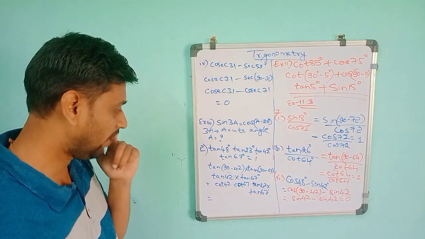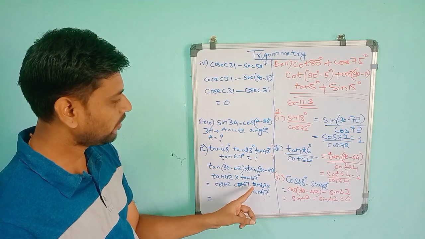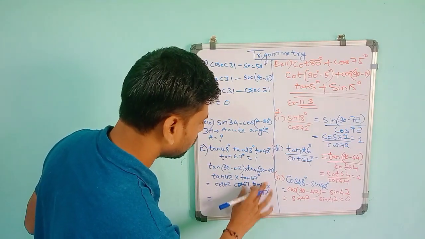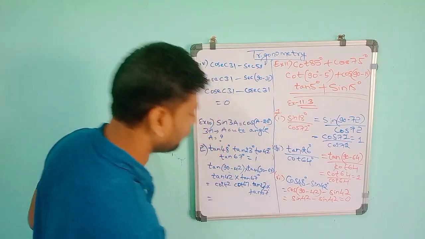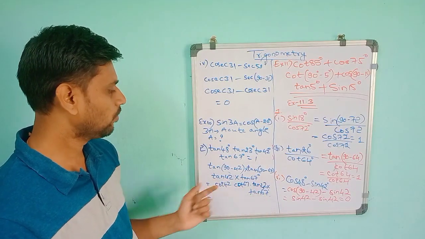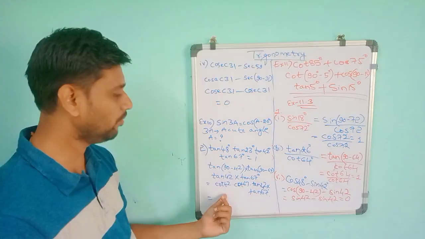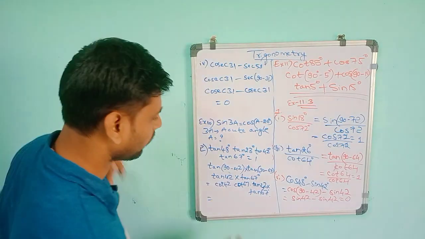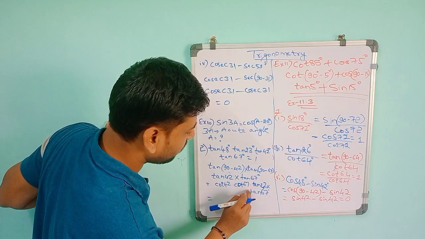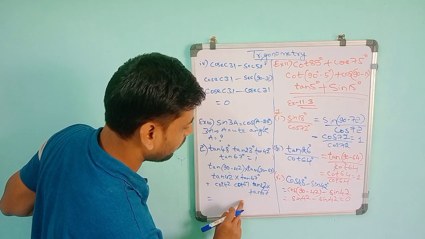As I told you first, the reverse of tan is cot. So cot 42 we can write as 1 by tan 42. This tan 42 and this tan 42 will be cancelled, so it will remain 1. Like that, cot 67 I will write as 1 by tan 67, and the tan 67 cancels as well.